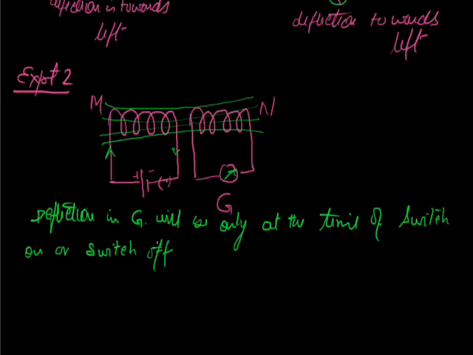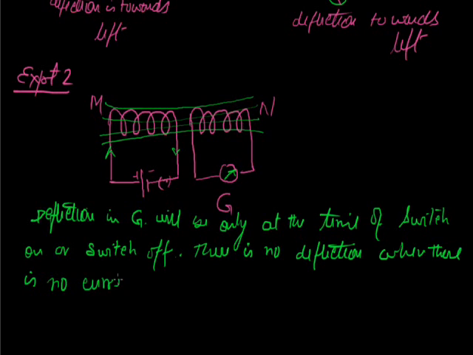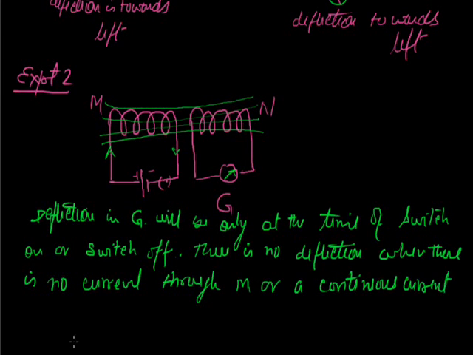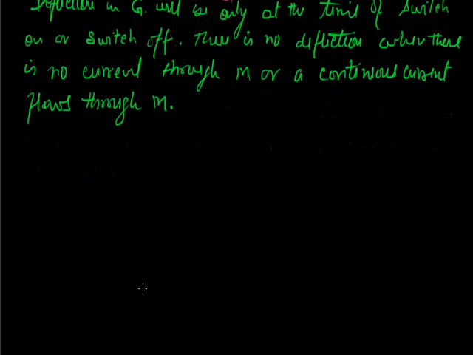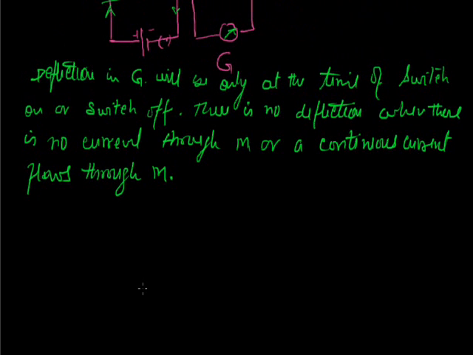There is no deflection in the galvanometer when continuous current flows or when the current through M is 0. These are the observations of Faraday. Now, what is the conclusion of these experiments?